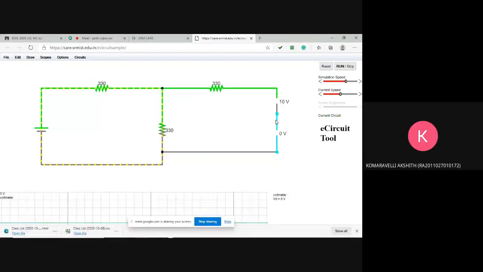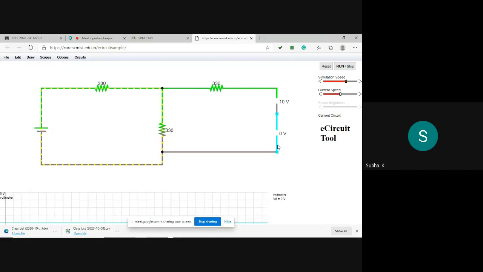Ma'am, here my lower potential is not 0. It is some value in pV, but the higher potential is same as that of 330. It's okay. I have connected wrong. I think two voltmeters I have connected. For me, voltmeter showing only 10 only, ma'am. Correct only. I have not connected an extra.